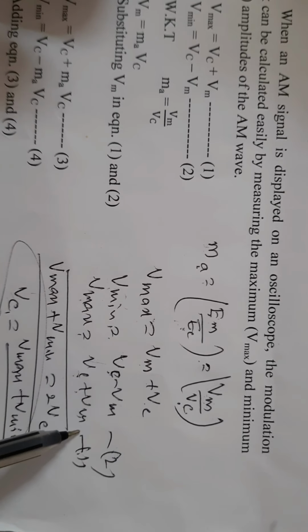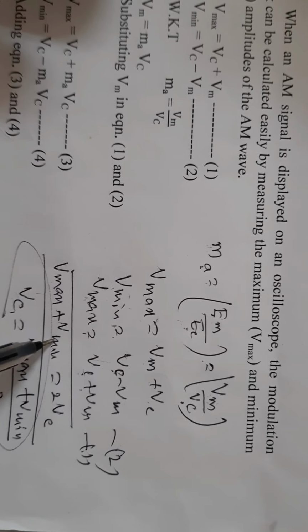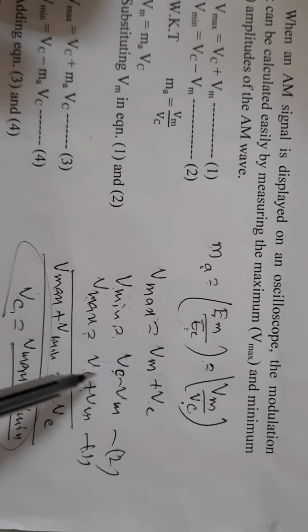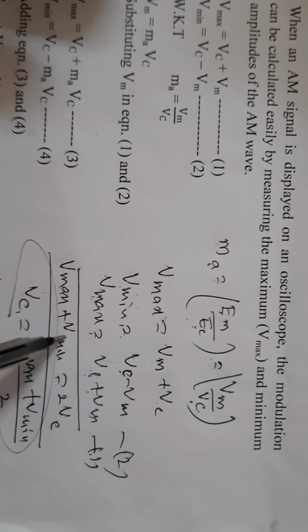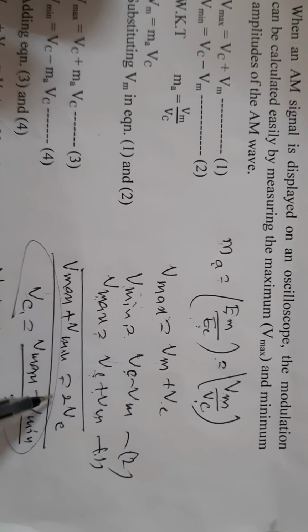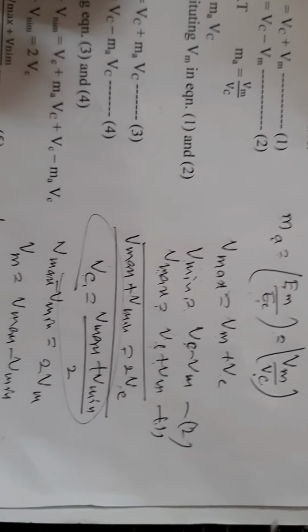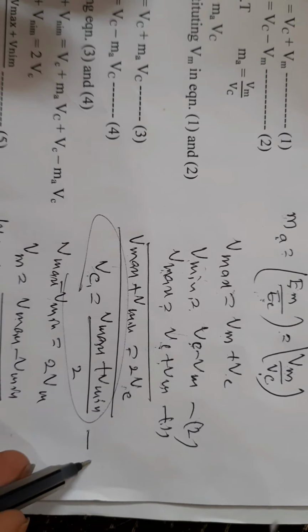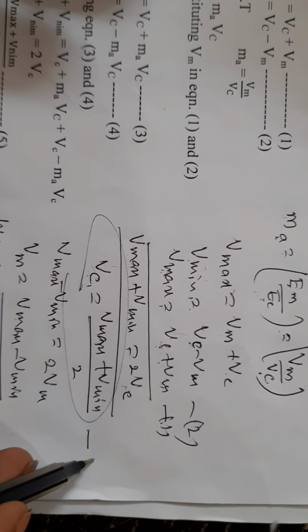Add these two equations and solve. You get V maximum plus V minimum is equal to Vc plus Vc, that is 2Vc, and plus Vm minus Vm gets cancelled. So V maximum plus V minimum equals 2Vc, or Vc is equal to V maximum plus V minimum divided by 2. Call this expression number 5.